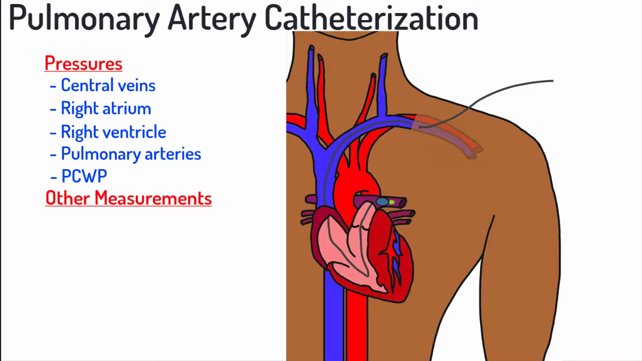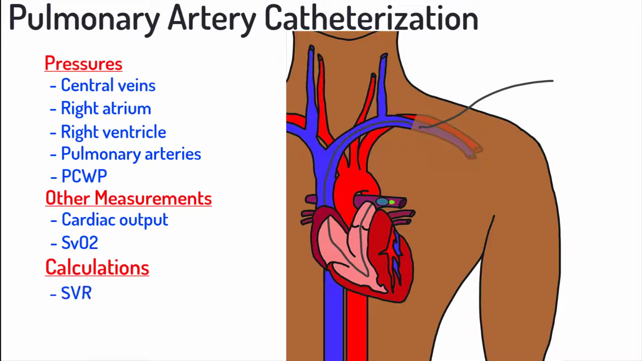Additionally, a pulmonary artery catheter may be used to measure cardiac output and mixed venous oxyhemoglobin saturation. In combination with other measurements, data from pulmonary artery catheterization may be used to calculate systemic vascular resistance. Thus, we see that pulmonary artery catheterization allows us to determine many variables pertinent to the equation for mean arterial blood pressure.